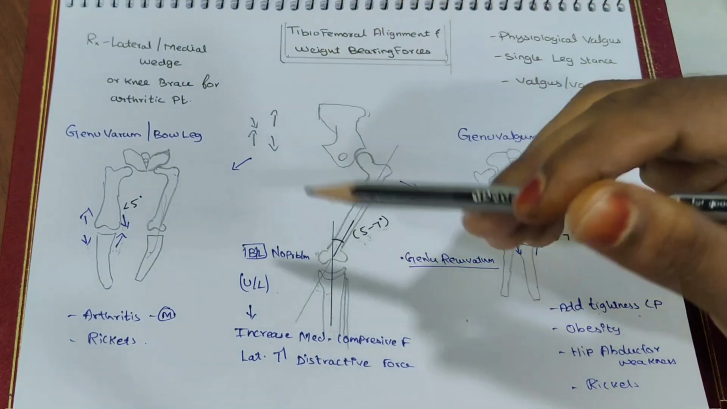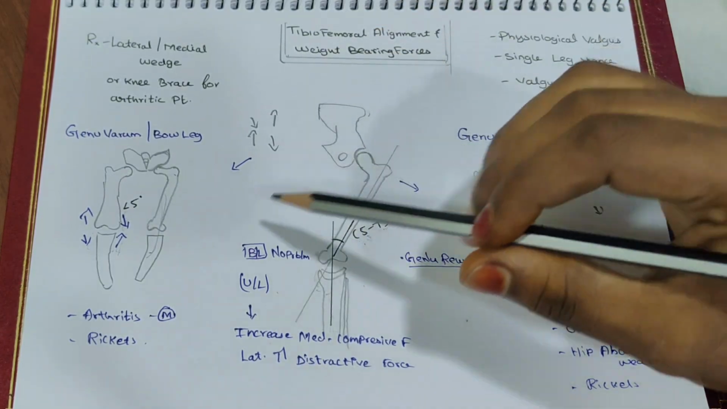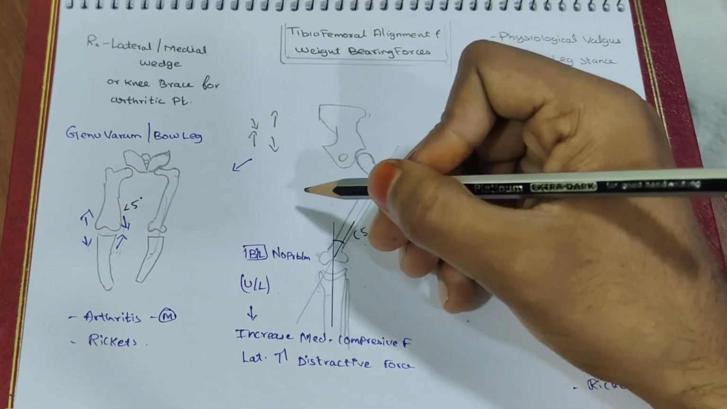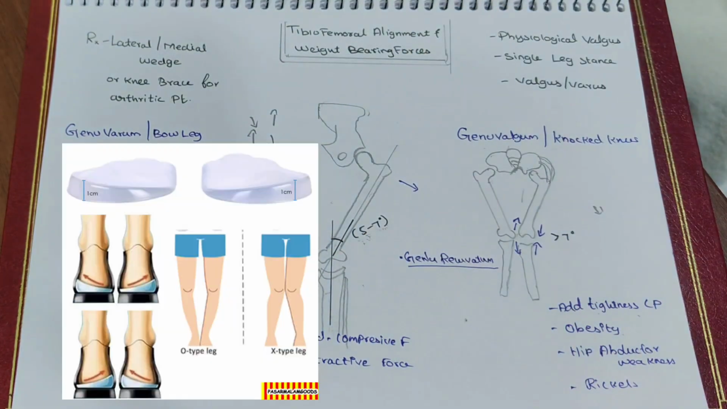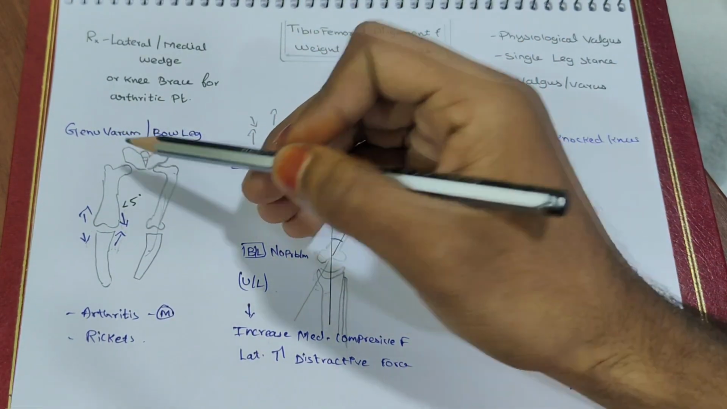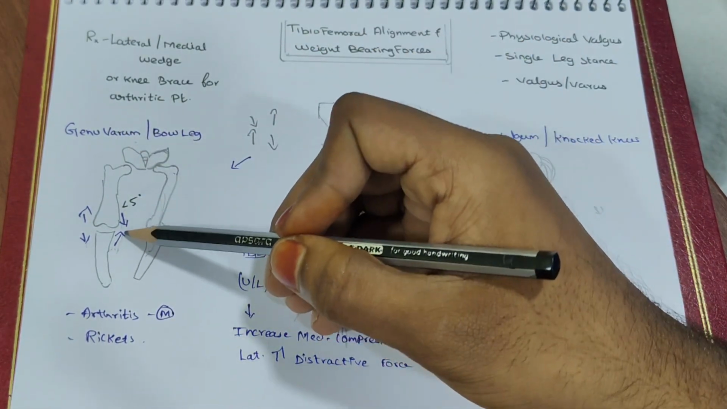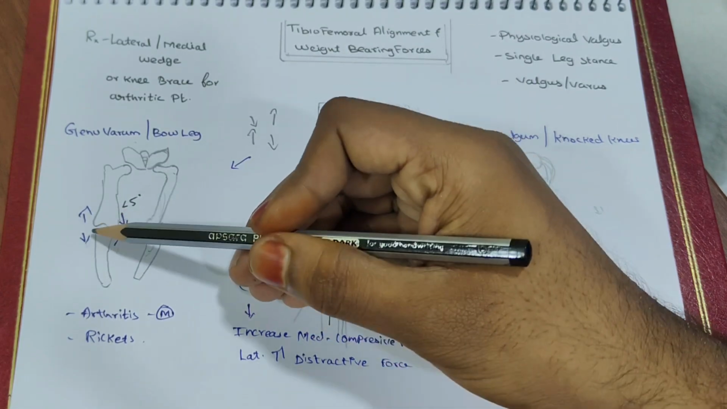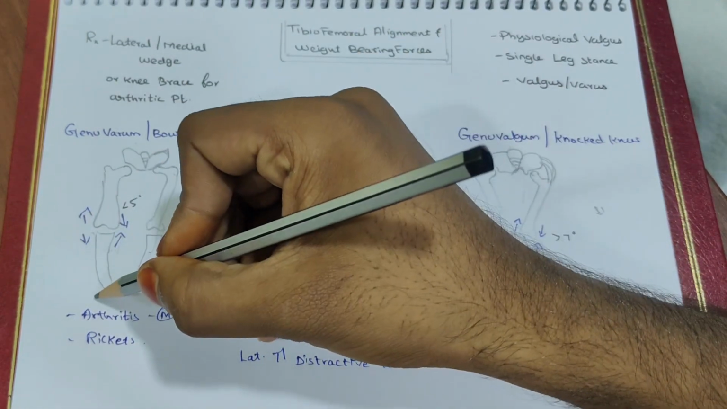And for that we give a wedging. For the treatment protocol, we give a wedging. Wedging is a footwear correction, an additional support or part added to the footwear. For example, in genu varum or bow leg, the medial side has a compressive force, the lateral side has a distractive force. To balance this, we will add the lateral wedging.